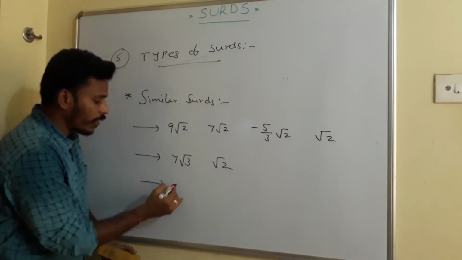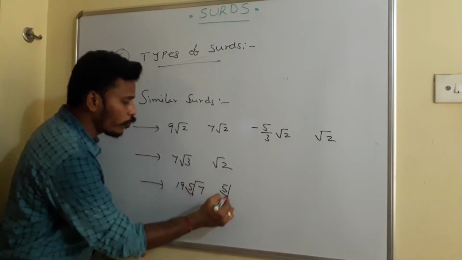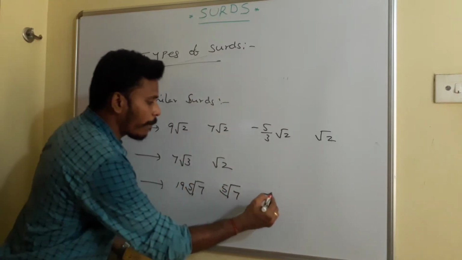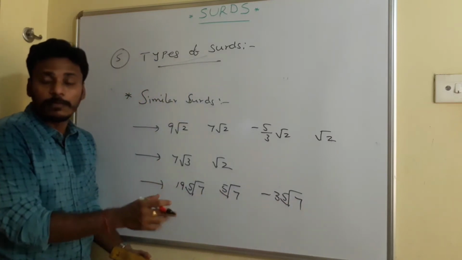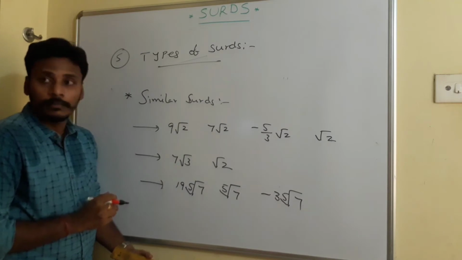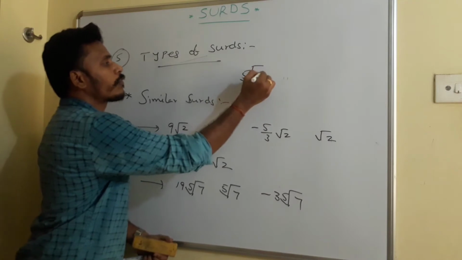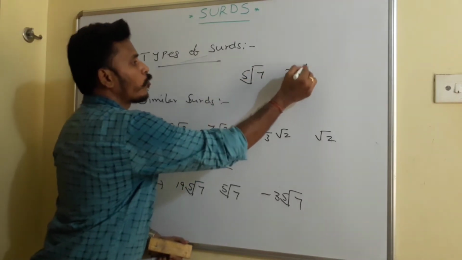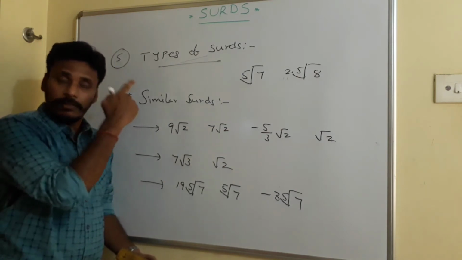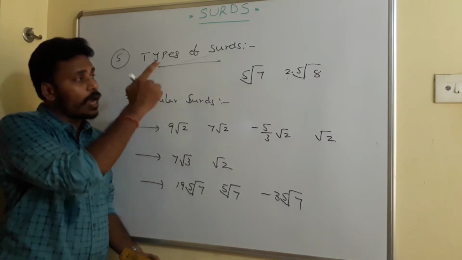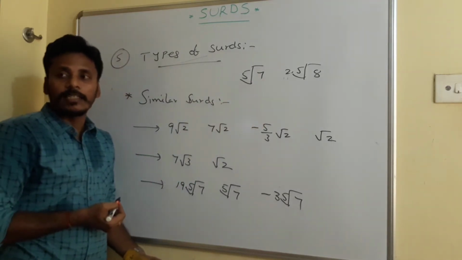For suppose if I take 19 into fifth root of 7, minus 3 fifth root of 7, all these are again similar surds because fifth root of 7 is involved. For suppose if I give you something like fifth root of 7 and then 2 into fifth root of 8, what do you say? Since the order is fifth root, but here we have 7 inside that and 8 inside that, so these are not similar surds, we call these dissimilar surds.